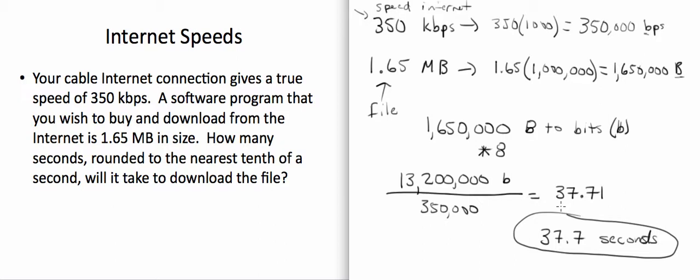All right, so we have to do some conversions from megas and kilos to numbers, and we have to turn some bytes into bits. We multiply our bytes by 8 to get to our bits, and then we do some dividing at the end.